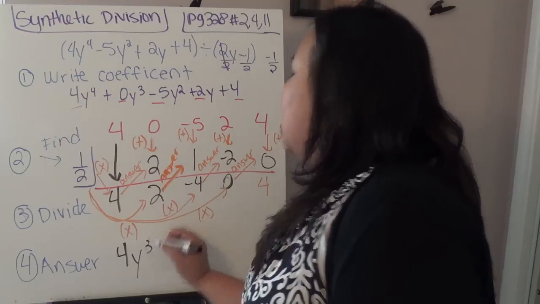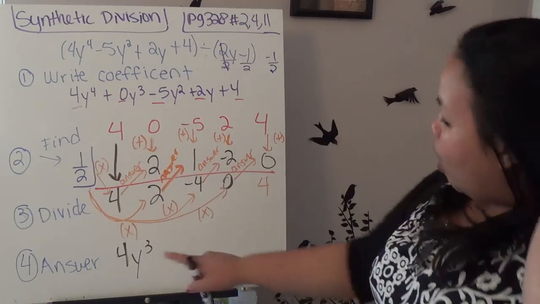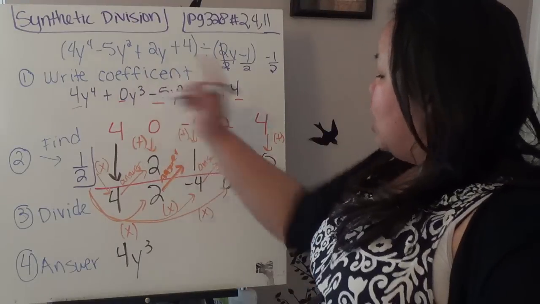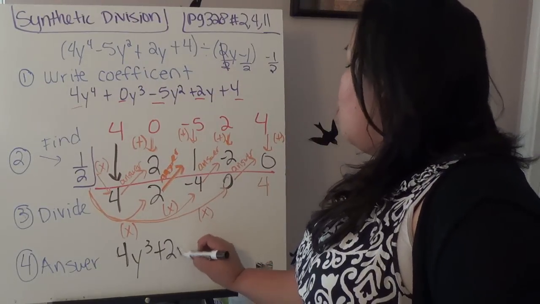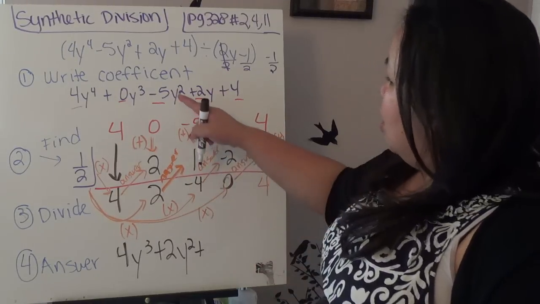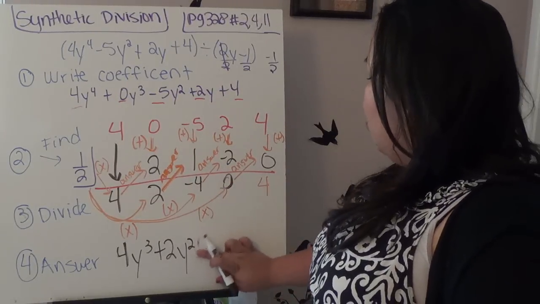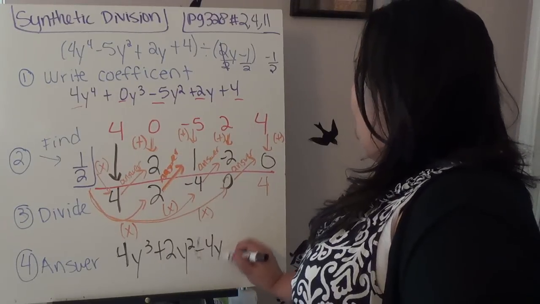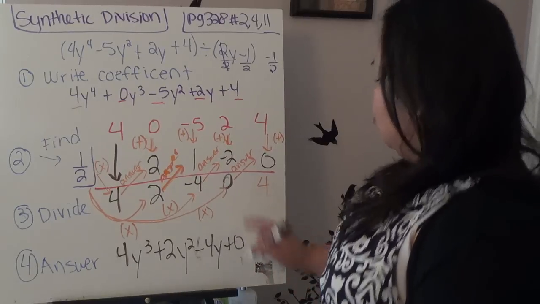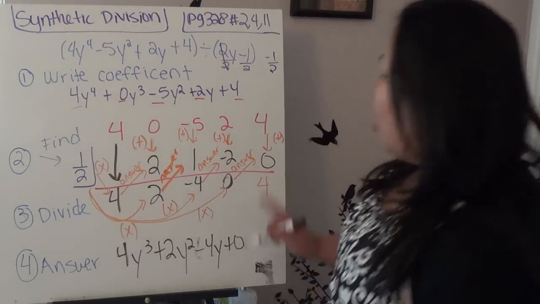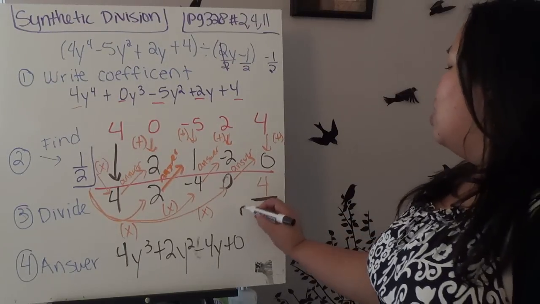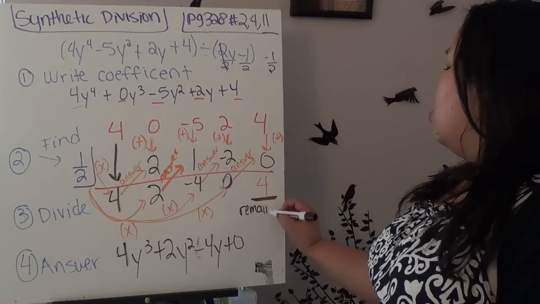So this becomes 4y cubed, because this has to the 4th. So 4y cubed, and then I'm going to do the next one. I'm going to go down. Plus 2y squared, plus, okay, the next one down is -4. So minus 4y and then plus 0. Alright? Now the problem is that this number right here, if it's not a 0, is my remainder.